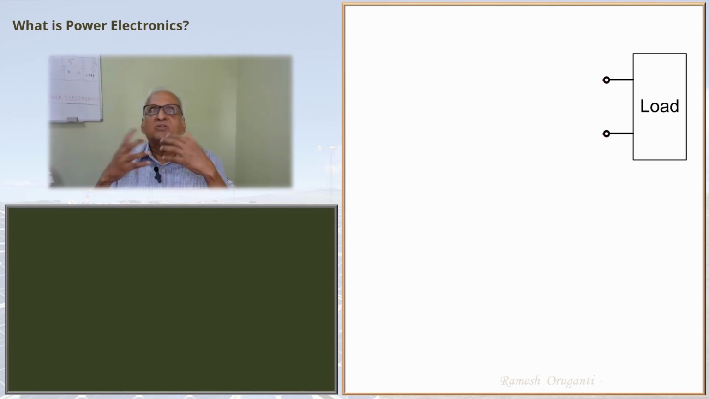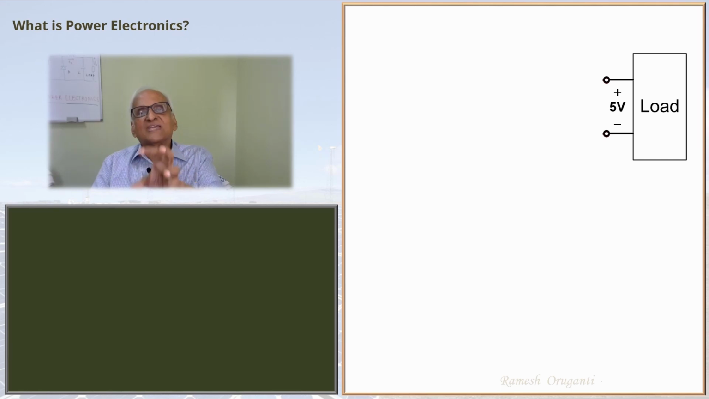Your microwave oven, refrigerator, your lamps in your house, all of them are loads for the AC mains. The electric car is a load for the batteries in the car. So load is anything that draws power. So I'm representing the load here by a box. Let us say the load is some circuit that you built, and that load requires 5 volts DC.